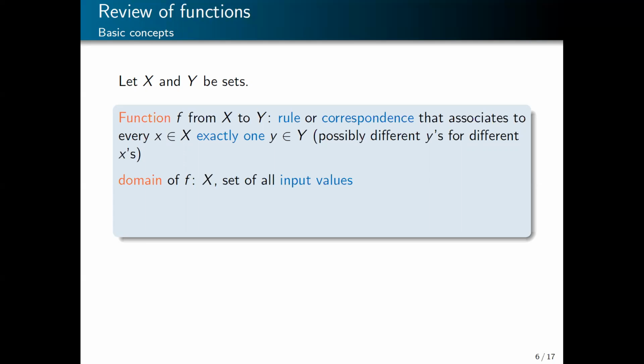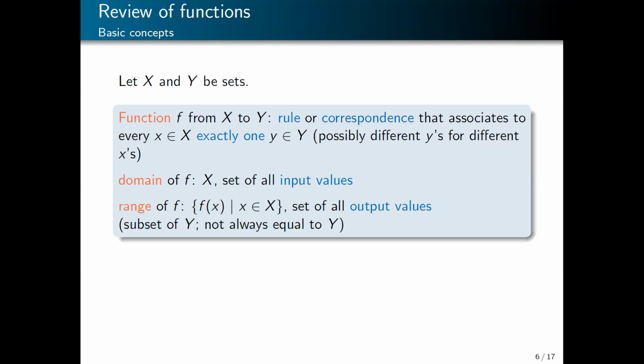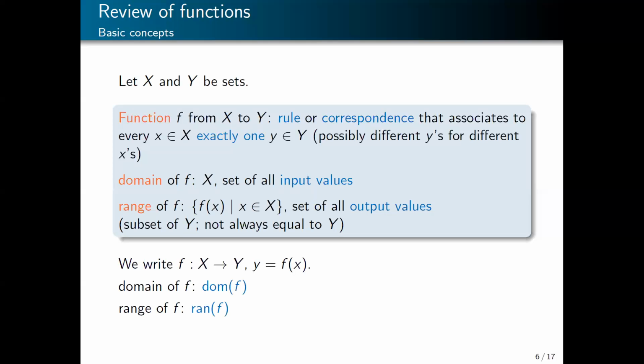The domain of the function f is the set capital X of all input values, while the range of f is the set of all output values. That is, the range consists of all elements f(x) in the set Y, as x varies over all elements in the set capital X. Note that the range of f is a subset of Y and is sometimes, but not always, equal to Y. We use the following notation to denote f, the domain of f, and the range of f.